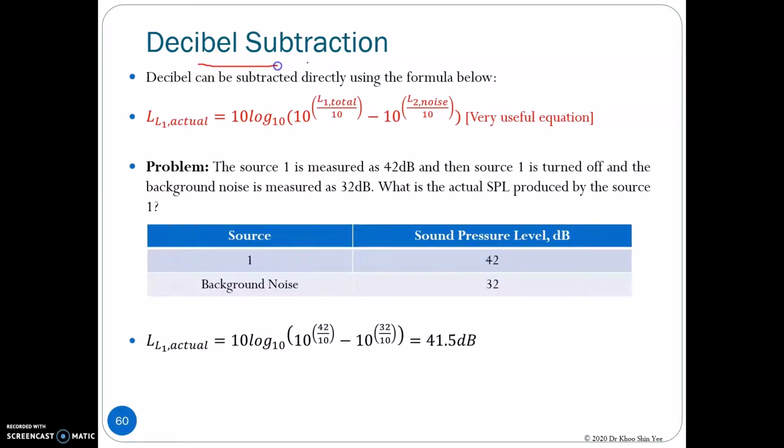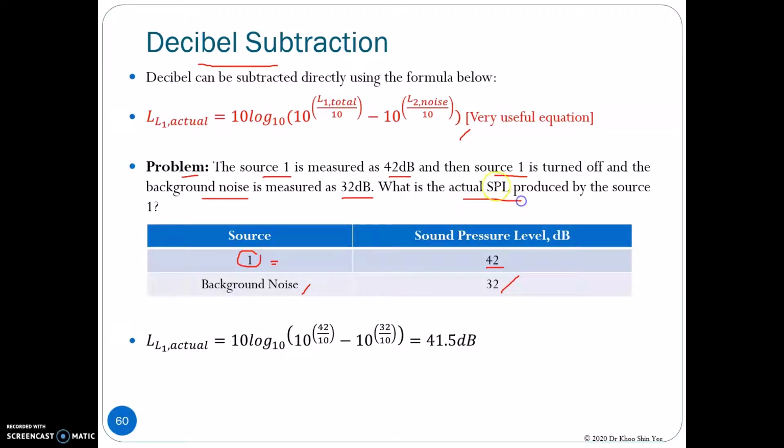We can perform decibel subtraction by using this formula. In this problem, we measure source 1 equal to 42 dB. So in the table you see for source 1, the sound pressure level is equal to 42 dB. Then we turn off source 1 and the background noise is measured to be 32 dB. Therefore, you obtain this information.